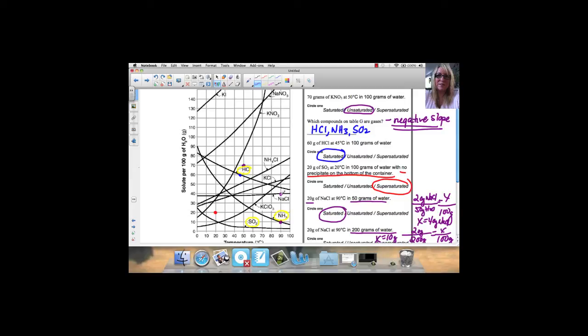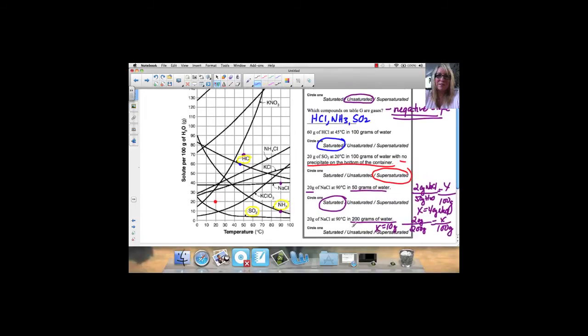Now where is my data point in relation to NaCl? It's below the line, so this would be unsaturated. So please watch the water on this. You may have to multiply or divide to get the number you're looking for before you can actually plot it on the chart.